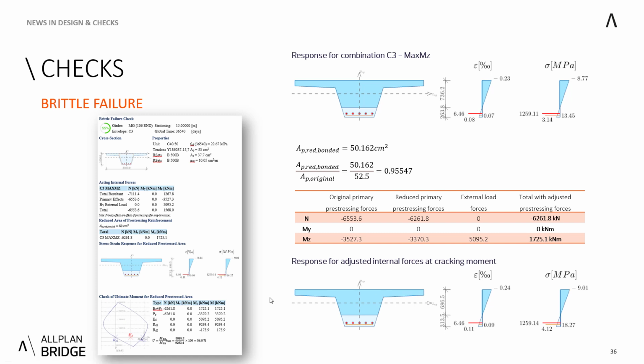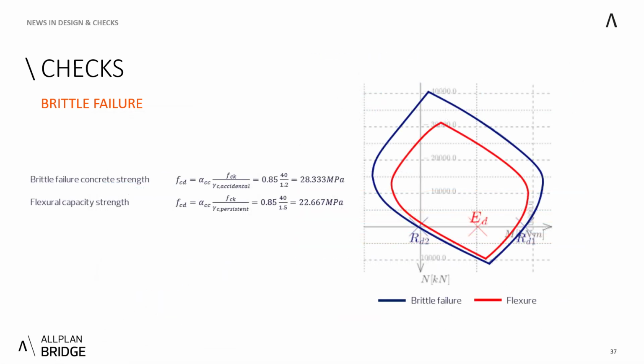utilization calculation again. Just to compare, when you do this second type of calculation, there is a little bit of difference between the brittle failure interaction diagram and the flexural interaction diagram. In one of those methods, the brittle failure concrete strength uses gamma C accidental, which is smaller than the persistent one, resulting in a much higher concrete strength. They cannot be compared. If you try to compare them, you will see it almost exactly as this picture, that the brittle failure can have much larger resistance.